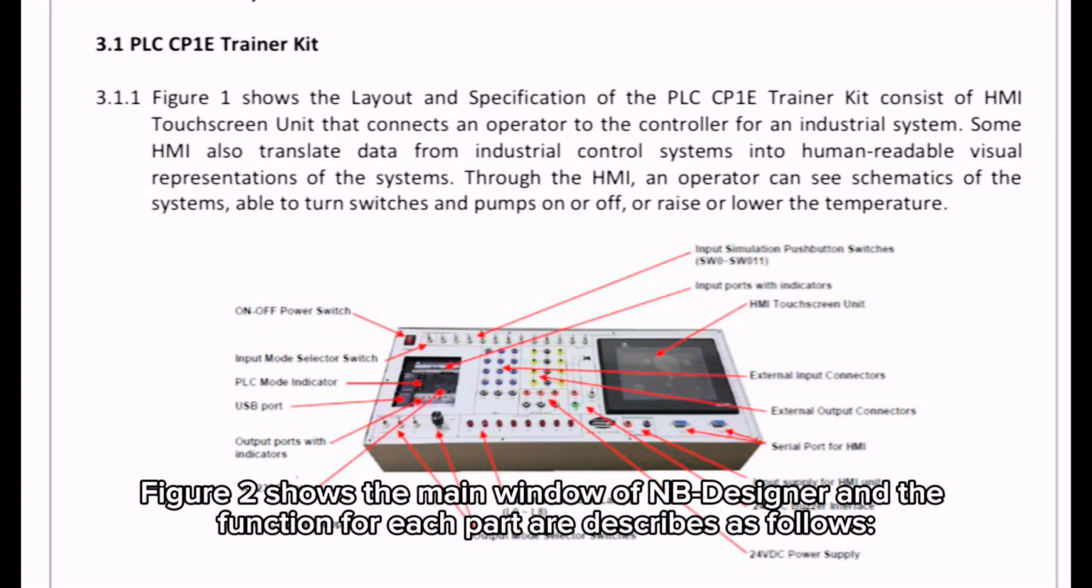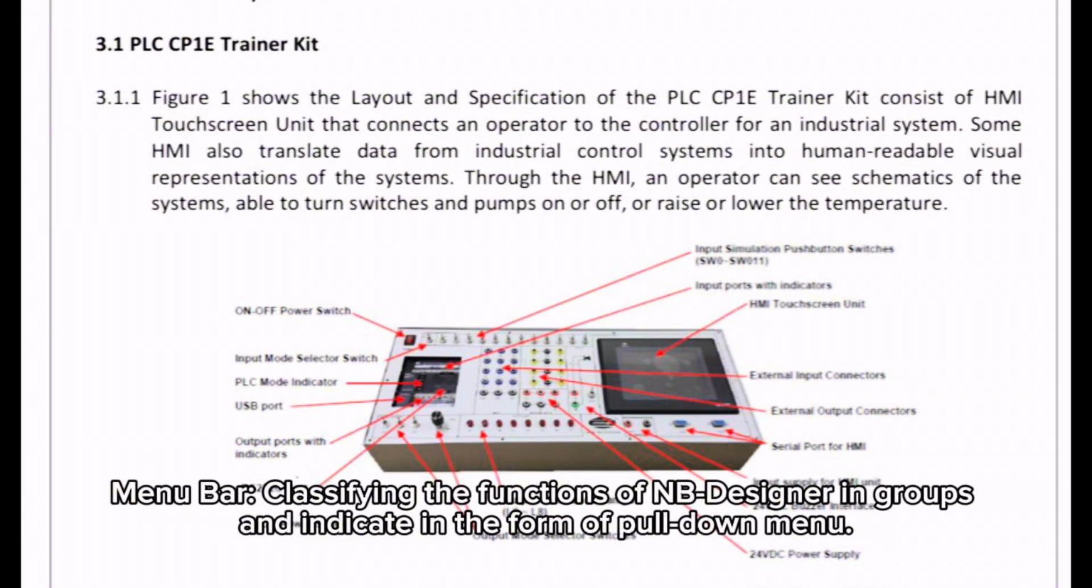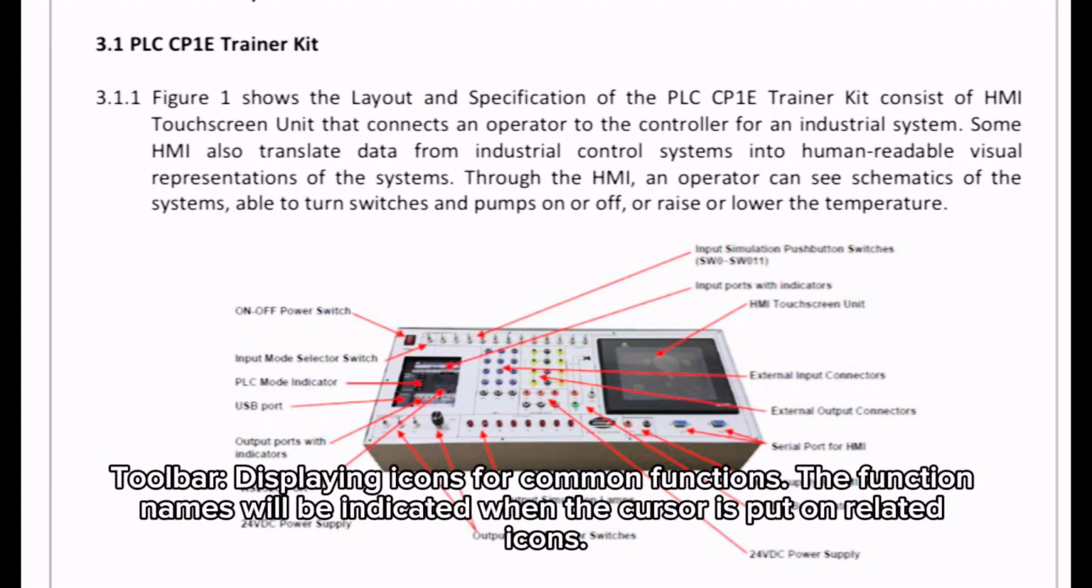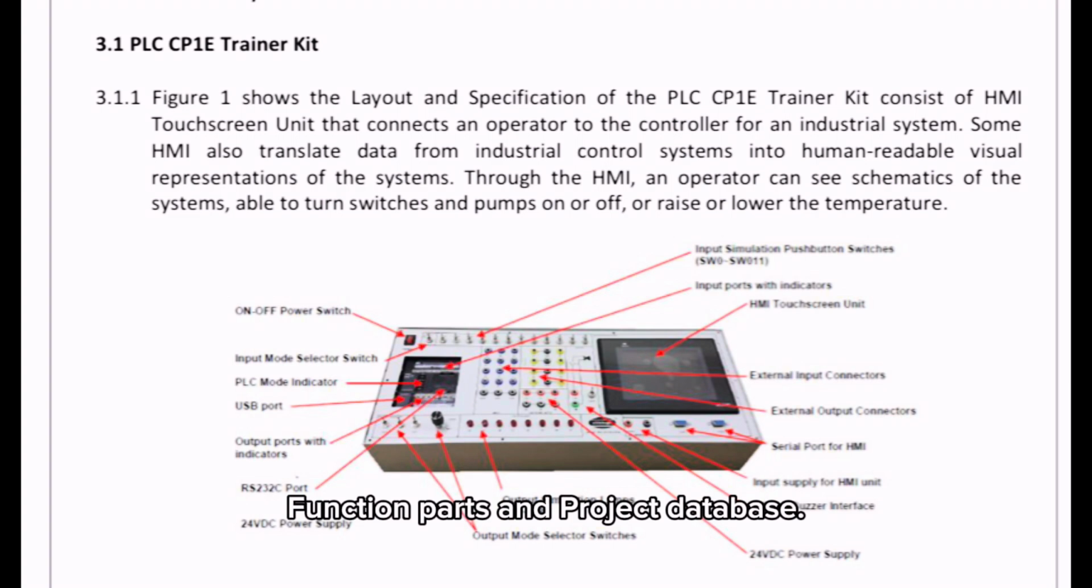Figure 2 shows the main window of NB Designer, and the function of each part is described as follows. Title bar, indicating the names of applications. Menu bar, classifying the functions of NB Designer in groups and indicated in the form of pull-down menus. Toolbar, displaying icons for common functions. The function names will be indicated when the cursor is put on related icons. Graph element window contains communication connection, HMI, PLC, PLC parts, function parts, and project database.